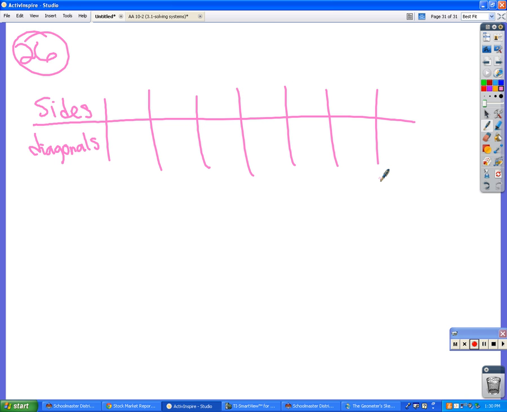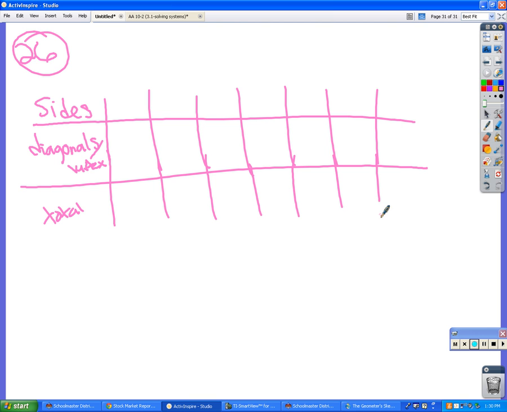Okay, number 26 says if a polygon has 24 sides, how many diagonals are there from each vertex? So this is diagonals per vertex. And then it also wants to know the total number of vertices. Okay, so what's the fewest number of sides we can have in our polygon? 3. So if I have a triangle, how many diagonals can I draw? 0. So that gives me a total of 0.